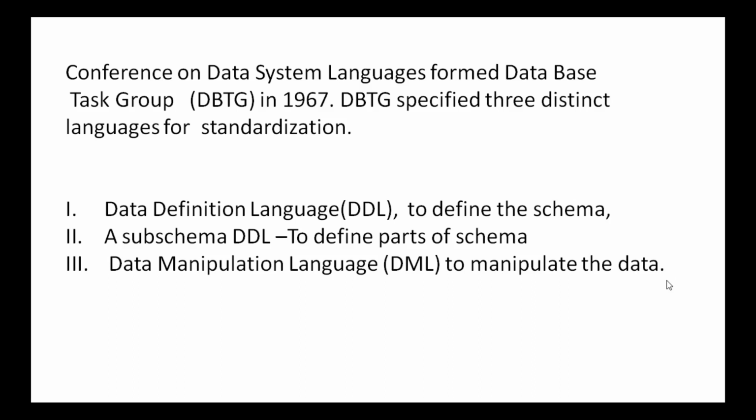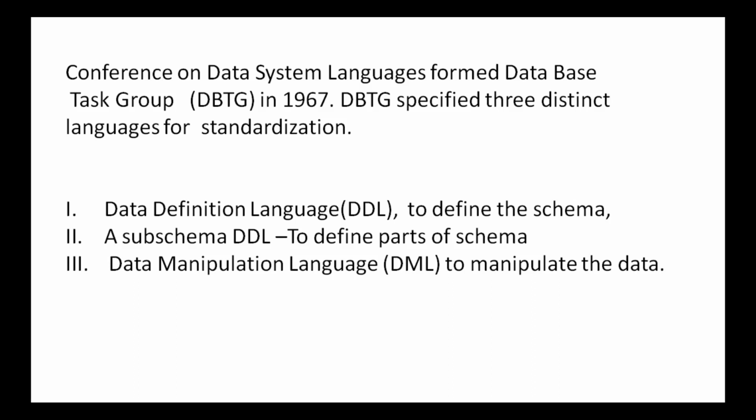So to improve performance and to impose standards, in 1967, the Conference on Data System Languages formed a database task group known as DBTG. This DBTG specified 3 distinct languages for standardization. The first one is data definition language, DDL, the second is the subschema DDL, and the third is data manipulation language.